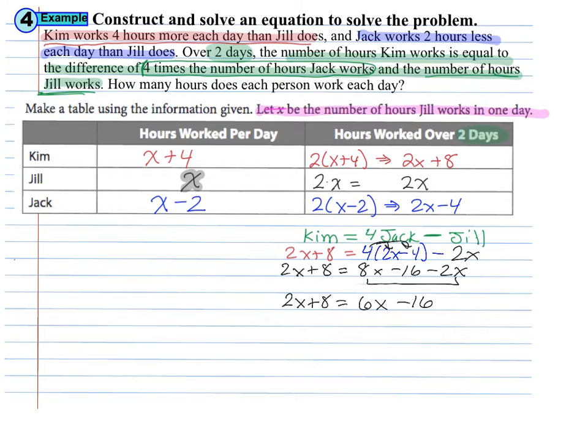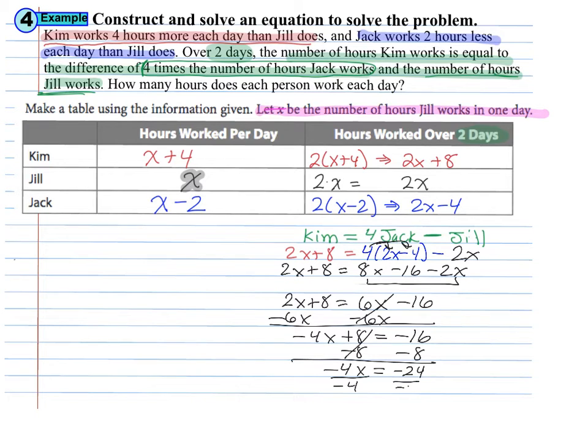I'm going to go a little faster because all of you should know how to solve an equation by now. I'm going to subtract the 6X from both sides, and I'm going to have negative 4X plus 8 is equal to negative 16. Subtract the 8 from the right side. That becomes negative 24. I'm going to have negative 4X on the left side. Divide both sides by negative 4. And we're going to get that X is 6 hours.